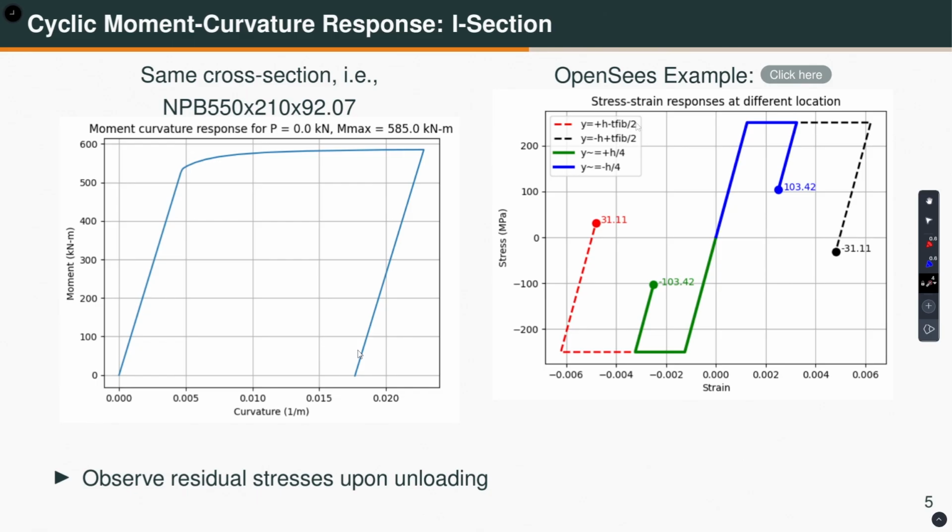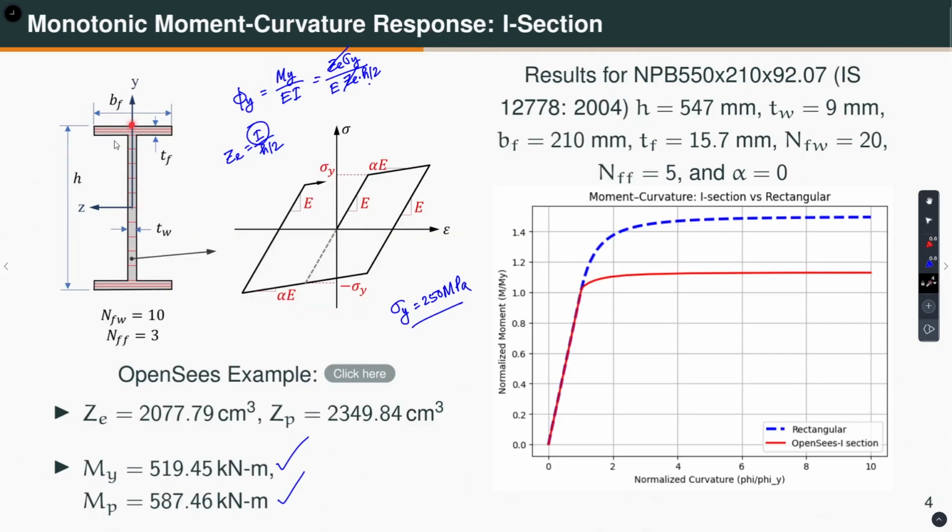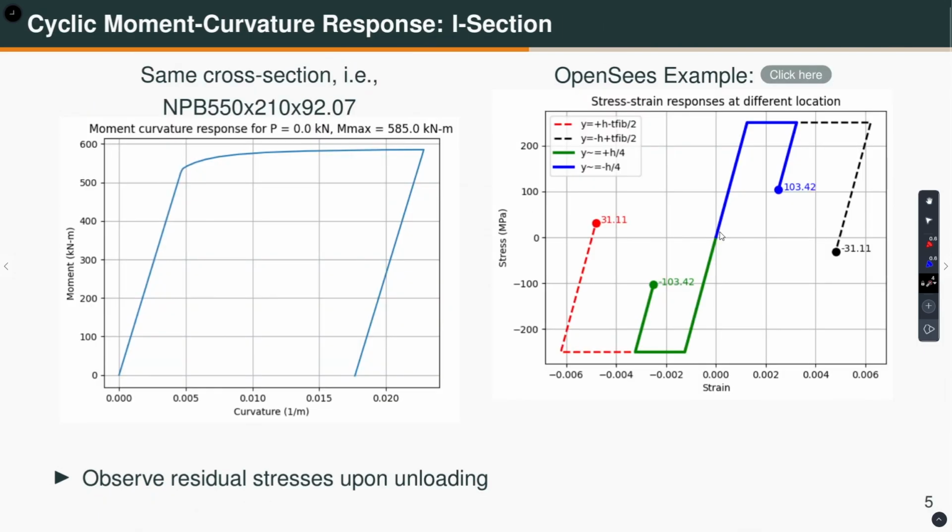So, for example, let us talk about this fiber which is at plus (h minus t) by 2, that means it is here, okay, at the centroid of this fiber, right. So, when I apply bending moment, this is developing compressive stress, right. You come here and then you unload elastically, right, and then it goes into tension. So, positive is tensile here. Okay. So, 31.11 MPa you have tensile stress.